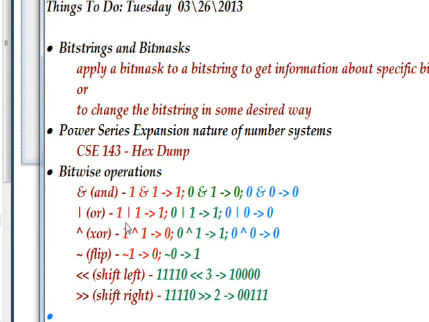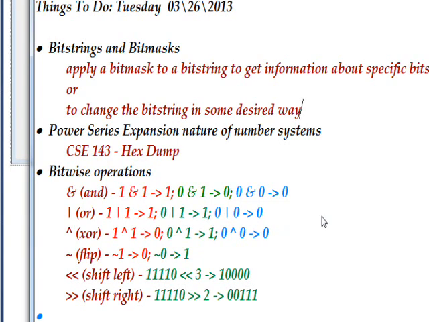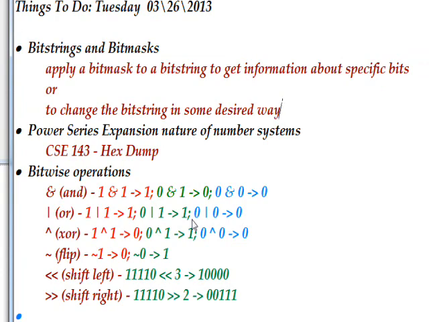And the OR: if 1 is in the string and 1 in the mask, you get a 1. If there's a 0 in the string and a 1 in the mask, you get a 1. And if they're both 0, you get a 0. So OR is sort of the reverse of AND, in that it's going to turn bits on. Anything that's a 1 in the bit mask is going to become a 1 in the result, regardless of what it is in the string.